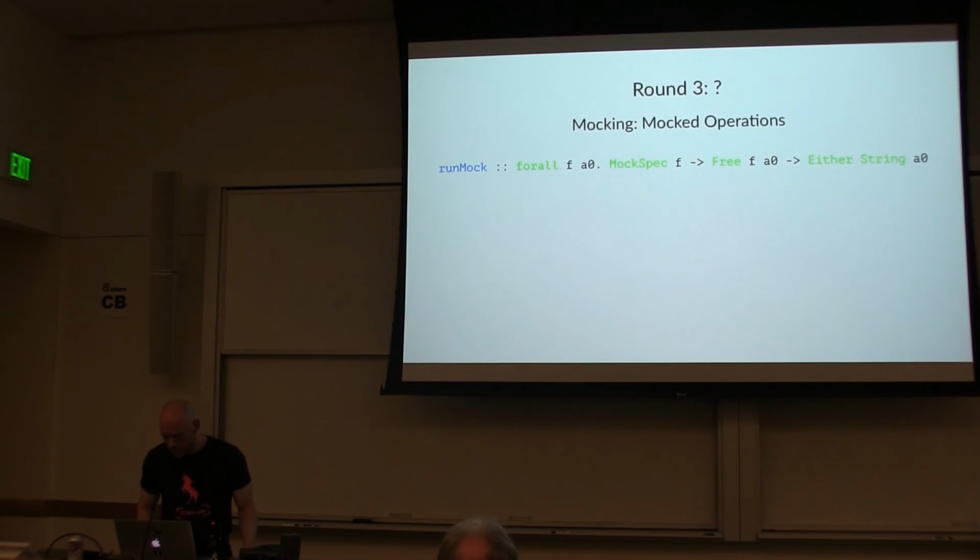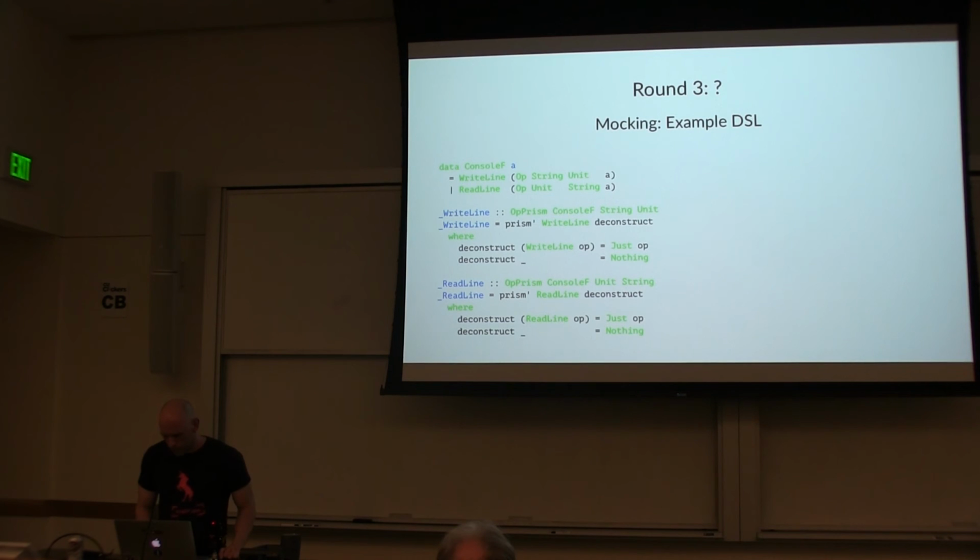And then finally, I can implement this function, which is actually not that complex. You can look at the implementation on GitHub. It's reasonably simple. And it just says for any mock spec f, if you give it a program in f, it's going to either return a string or whatever that program computes by running it against the mock spec.